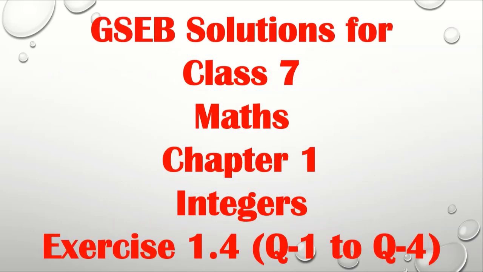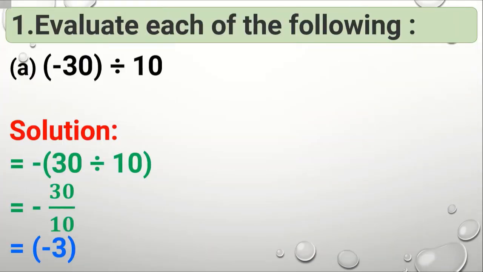Today in this video, we are going to see a video related to the GSEB solution for class 7 Maths chapter 1, Integers, exercise 1.4, questions 1 to 4. So let's see question 1. Evaluate each of the following, and the first one is minus 30 divided by 10. So let's see the solution.